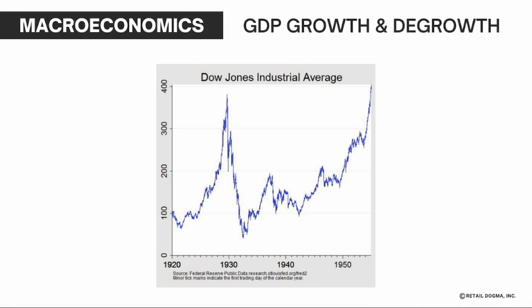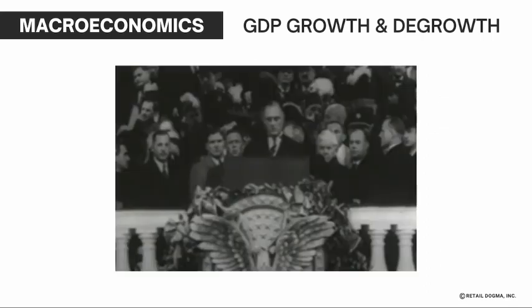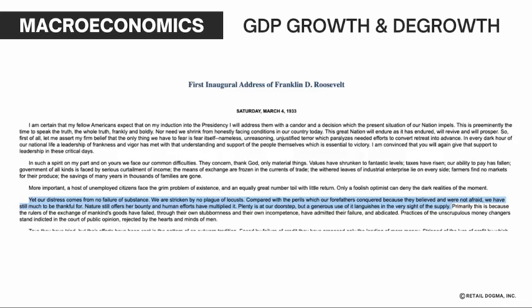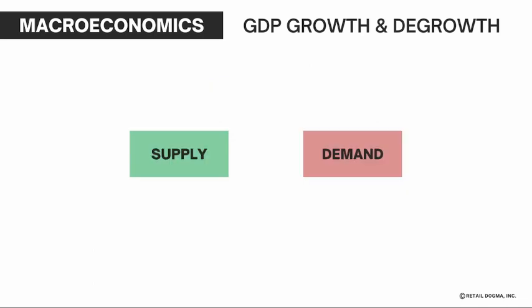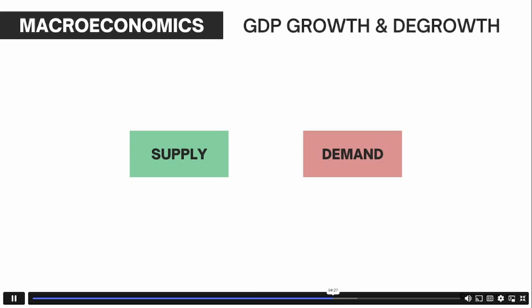In fact, in his inauguration speech in 1933, Franklin Roosevelt said, "Our distress comes from no failure of substance." And then he continued, "Nature still offers her bounty and human efforts have multiplied it. Plenty is at our doorstep, but a generous use of it languishes in the very sight of the supply." This is when economists started to realize that there is more to economic growth than supply. In fact, demand plays a very important role.